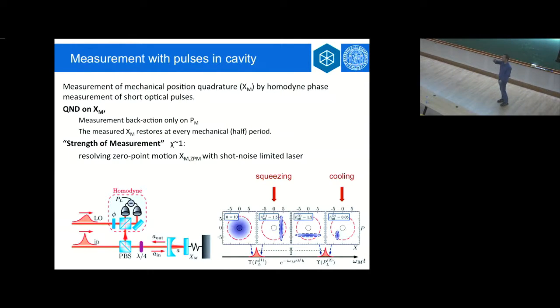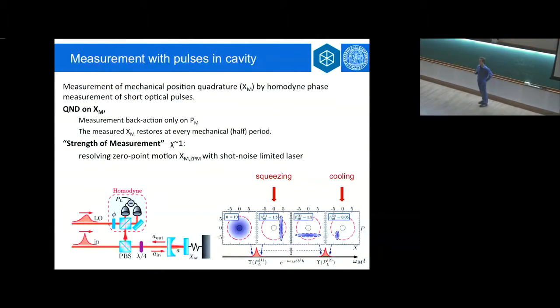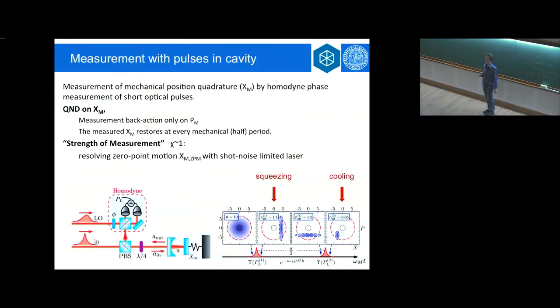Yes, so we are using the XX interaction, so in that sense it's a QND pulse. And that's where the difference is to the other scheme. So the whole approximations don't work anymore for this short pulse scheme.